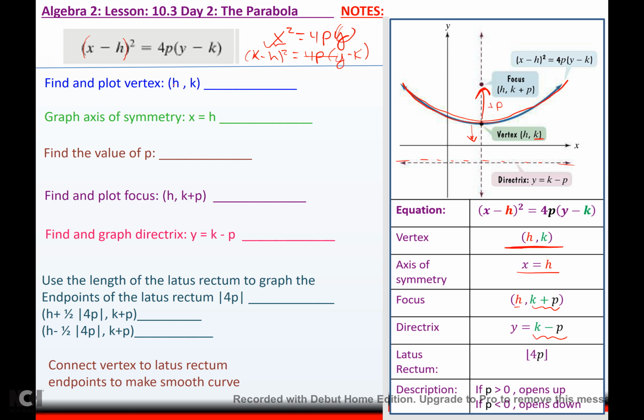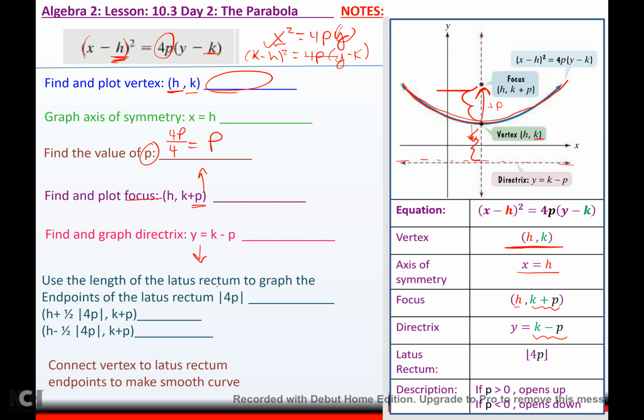So our steps: you're going to find and plot the vertex. You can get it right there. You're going to graph the axis of symmetry at x equals h. The value of p, you're going to take whatever's here and divide it by 4, and that will give you the value of p. Then you already know your h and your k, so you can get your focus by keeping the h and adding p to k, because that's going to be higher than the vertex by p units. You can find your directrix by subtracting p from k, because that's going to be the same distance below the vertex. See, the distance below and the distance to the focus are exactly the same.